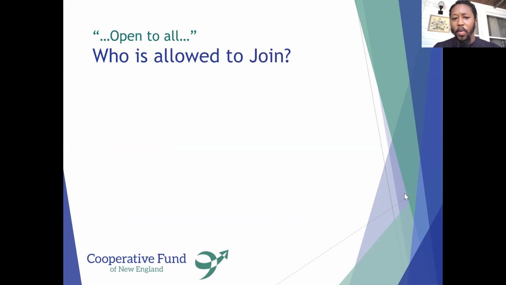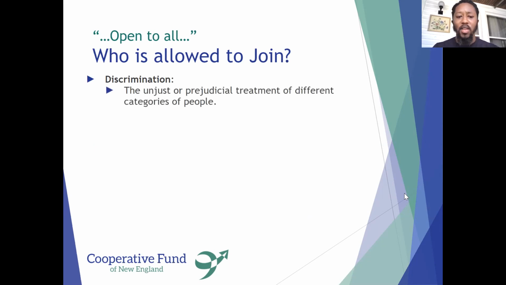The second piece, open to all without discrimination. To me, the question is, who's allowed to join, right? The idea here is without discrimination. And what is discrimination? The unjust or prejudicial treatment of different categories of people. But if we add some nuance to this, we can take this further back. Our ancestors had to discriminate between certain fruits and herbs, and they had to criminalize certain choices over other choices, right? Because they felt it was bad for them. And so we have to think about what that means today when we engage the idea of discrimination.